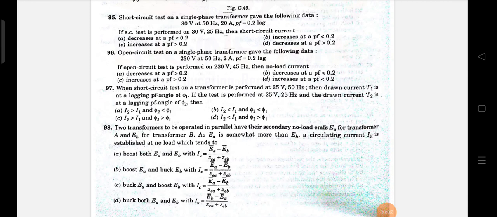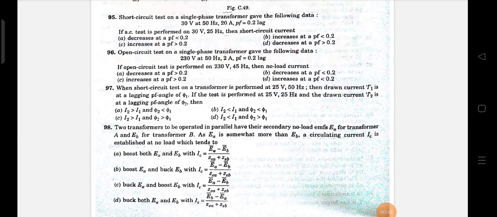Okay, 95th question. A short circuit test on a single phase transformer gave the following data. The SC test is always connected at reduced voltage rate, that is 30 volts at 50 hertz, 20 amperes at a power factor of 0.2 lagging. If the SC test is performed at 30 volts, 25 hertz, then the short circuit current... now see here.